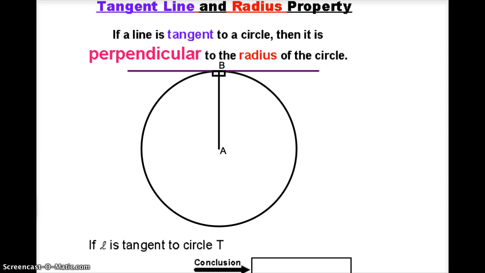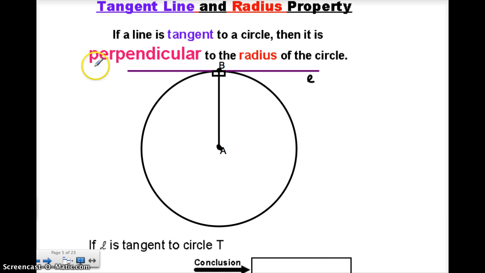Today we're going to be discussing tangent lines, which, if you remember, is a line that intersects a circle at one point. So this would be our tangent line L, and it's intersecting our circle right here. One fact we know about tangent lines is that if a line is tangent to a circle, then it creates a perpendicular angle to the radius of the circle. So if this is my tangent line, which we called L, and this is my radius AB, I know that AB is perpendicular to line L.